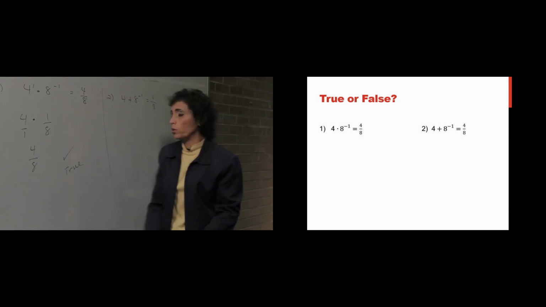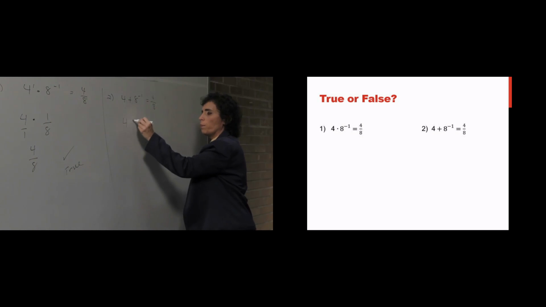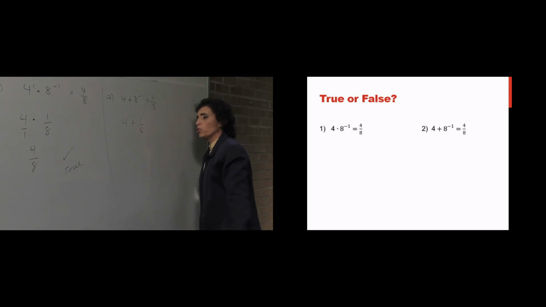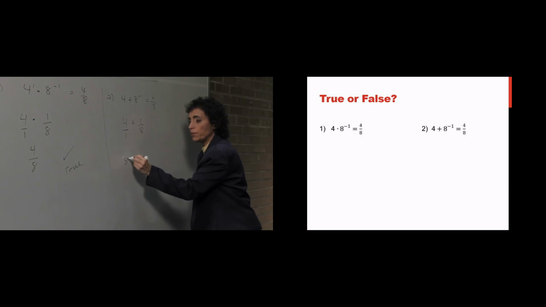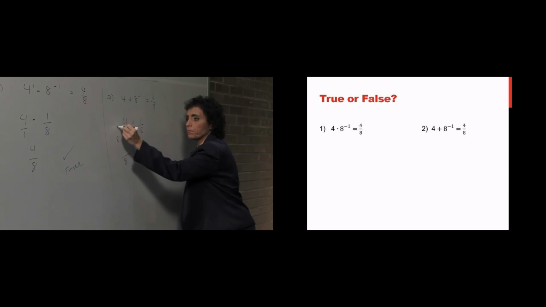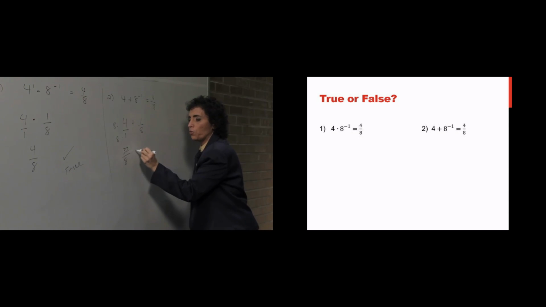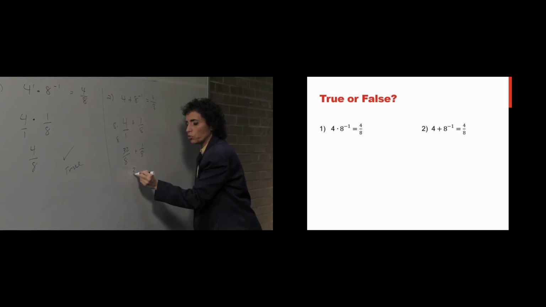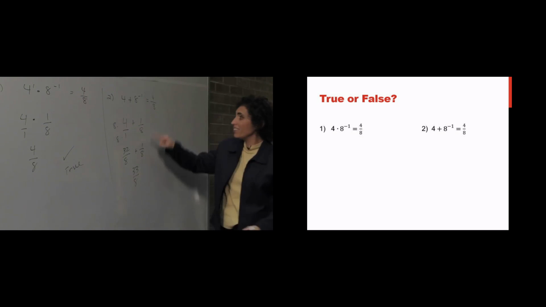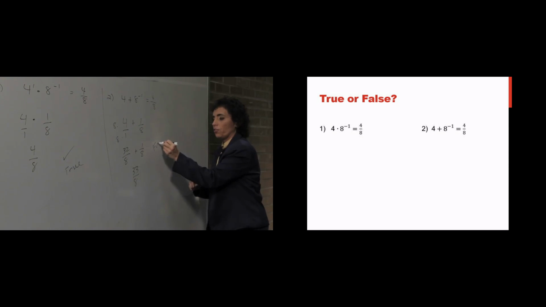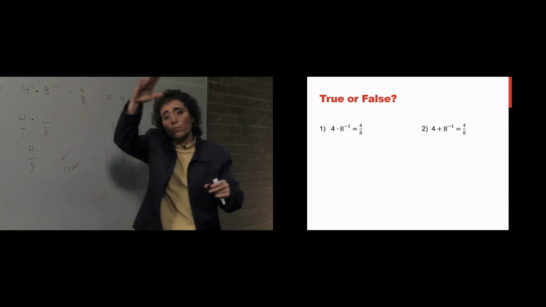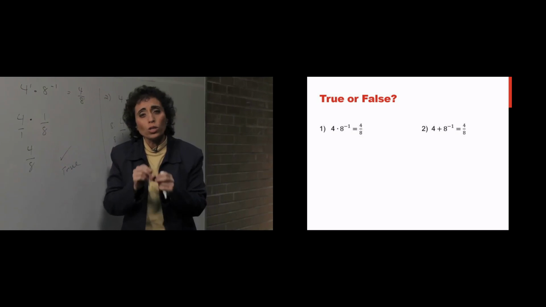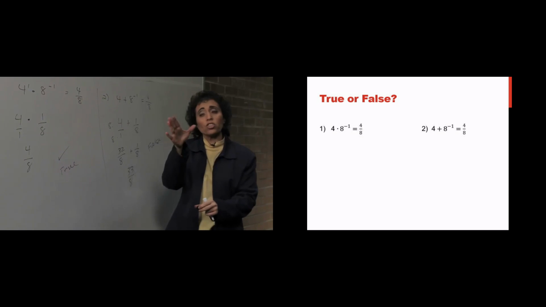But take a look at this one. 4 plus 1/8. Well, to do 4 plus 1/8, we need a common denominator. Our common denominator would be 8. We'd get 32 over 8 plus 1 over 8, which is 33 over 8. This is not the same as this. This is false. So again, we've now showed that this rule of cross the line, change the sign only works on factors. That's what this next rule says.